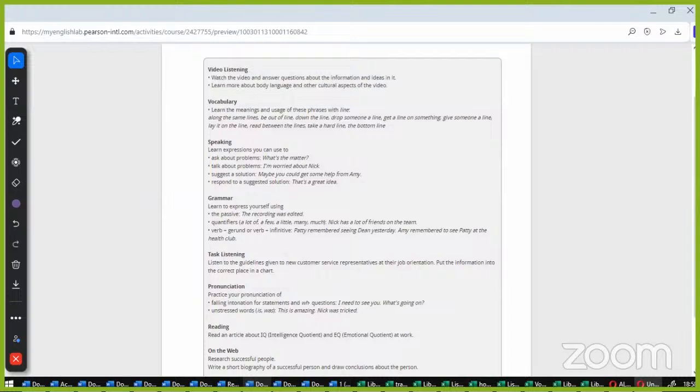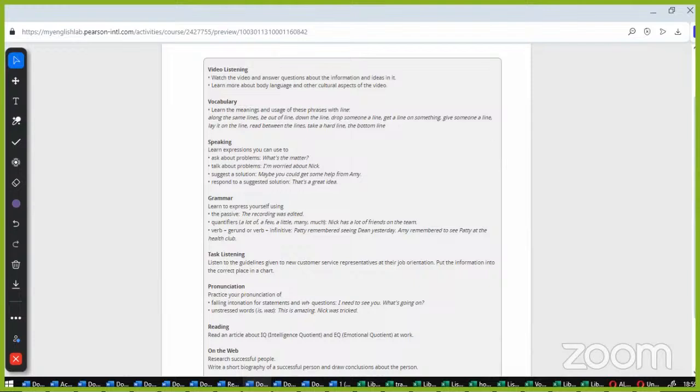Task listening. Listen to the guidelines given to new customer service representatives at their job orientation. Put the information into the correct place in the chart. Pronunciation. Practice your pronunciation of following intonation for statements and WH questions. I need to see you. What's going on? Unstressed words. Is, was. This is amazing. Nick was strict. Reading. Read an article about IQ, intelligence quotient, and EQ, emotional quotient, at work. On the web, research successful people. Write a short biography of a successful person and draw conclusions about the person.